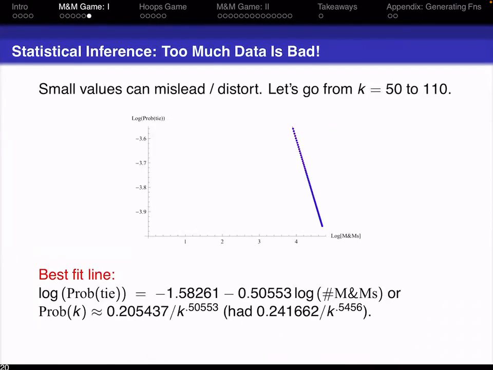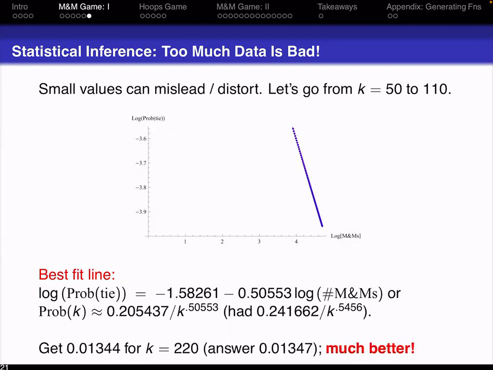So now here's my best fit straight line for the last 60 data points. If you look really closely, you might see a red line going right through the blue dots. That line looks much better than the line we had going through everything. Now we have a slightly different prediction: 0.2054 k to the 0.505 versus 0.241 k to the 0.546. When we do our prediction, we get 0.01344, and the actual answer is 0.01347. So we're off by 0.00003, and percentage-wise, that's extremely small. This is incredible. This illustrates the power of prediction.